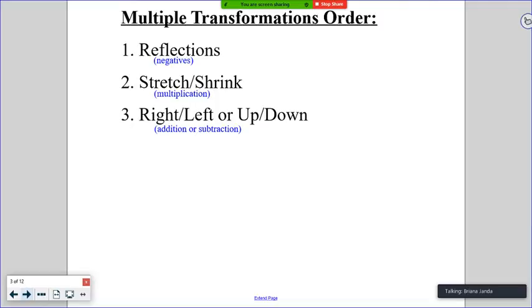Do I have any multiplication to cause a shrink or a stretch? If I say yes, I take care of it. If I say no, I move down to the next box. Do I have any addition or subtraction? Do I go left, right, up, or down, move my dots, okay? Every time, just address each box, say, do I have that, yes or no? Move on.